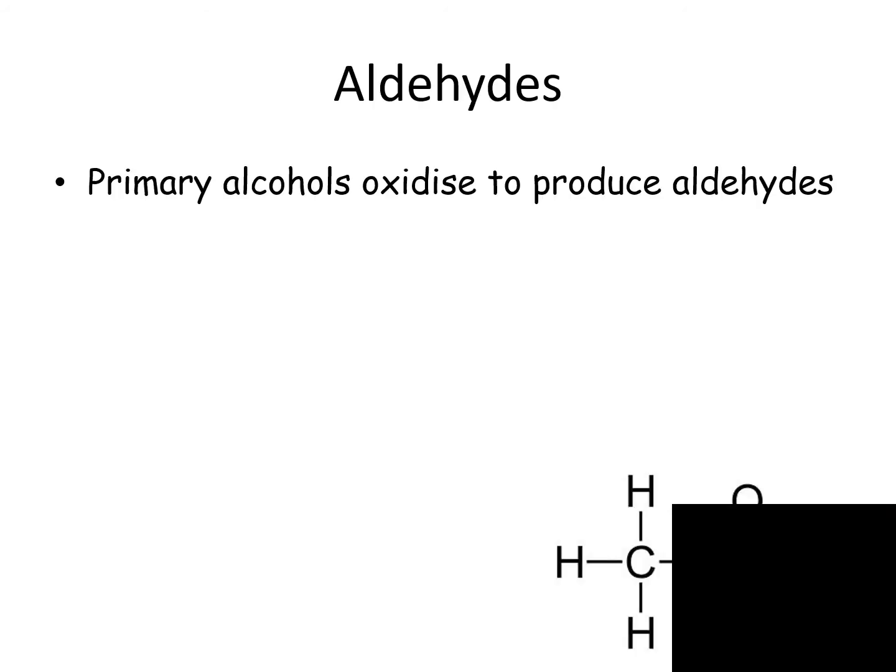So following on to aldehydes, we need to know that primary alcohols oxidize into aldehydes. Remember, in primary alcohols the hydroxyl group is on the end carbon. So the carbon attached to the hydroxyl group is attached to one other carbon atom. For example, here we have got ethanol.